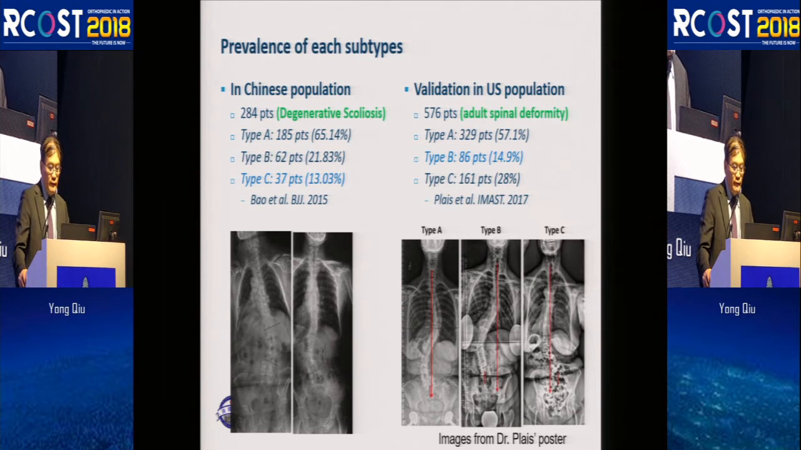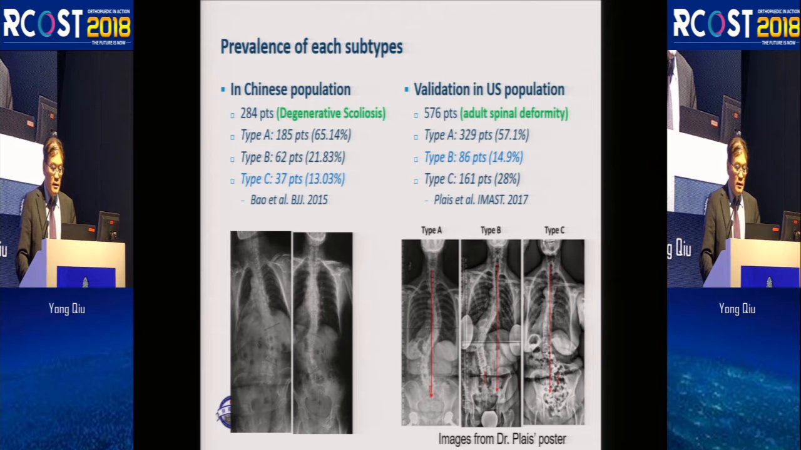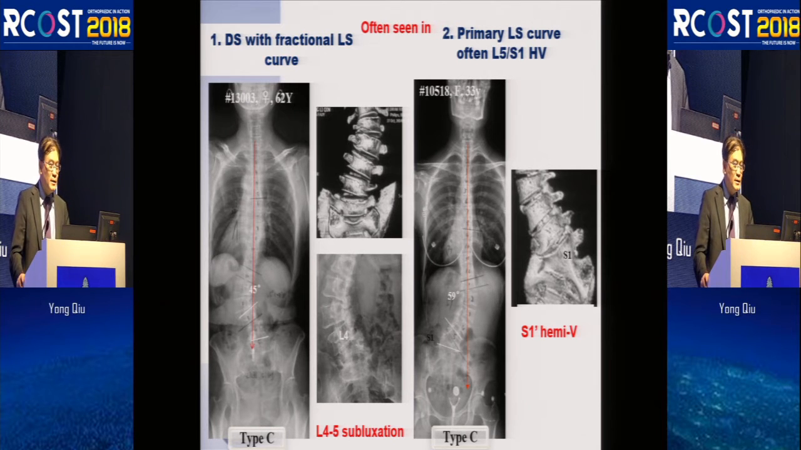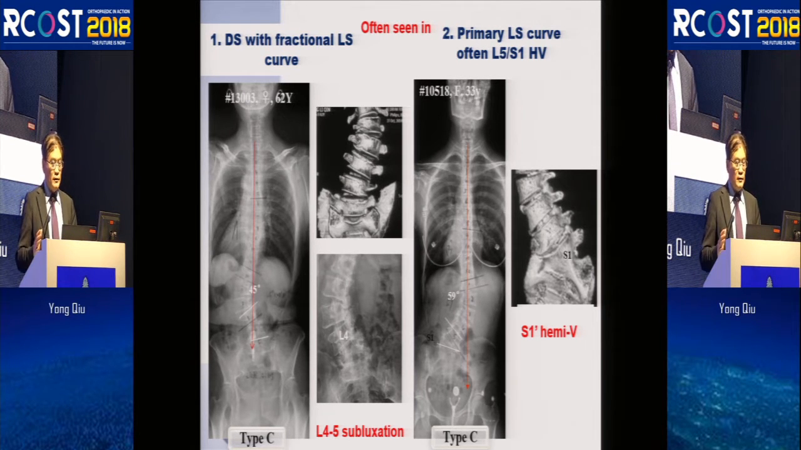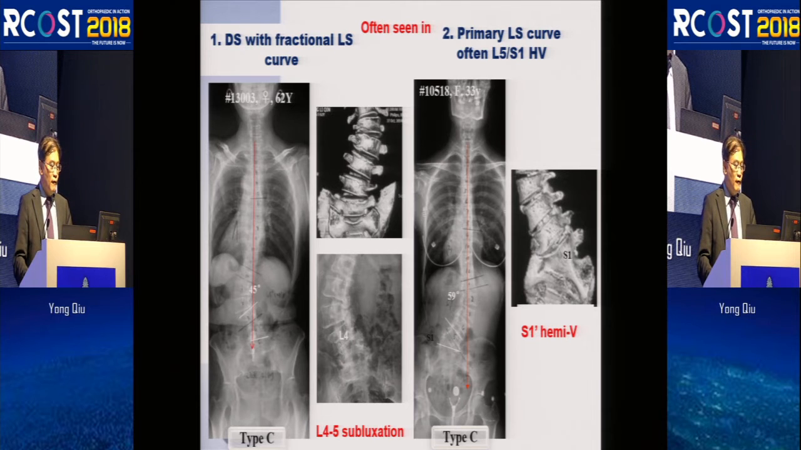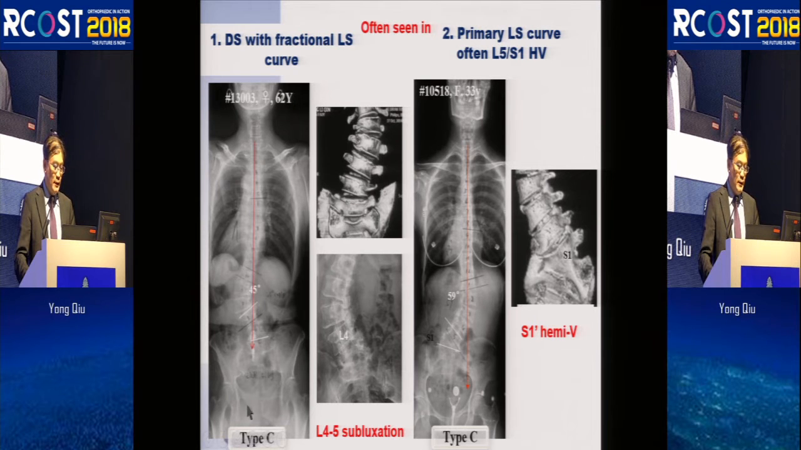And we did a validation study in the US performed by the Schwab team, and they had a similar observation. They found that in their series, nearly 28% of degenerative scoliosis patients presented with a type C classification. Type C patients, meaning the trunk shifts to the convex side, not the concave side, are often seen in 2 situations. First is degenerative scoliosis with a fractional lumbar sacral curve, like this patient. It's a type C, shifting to the convex side.